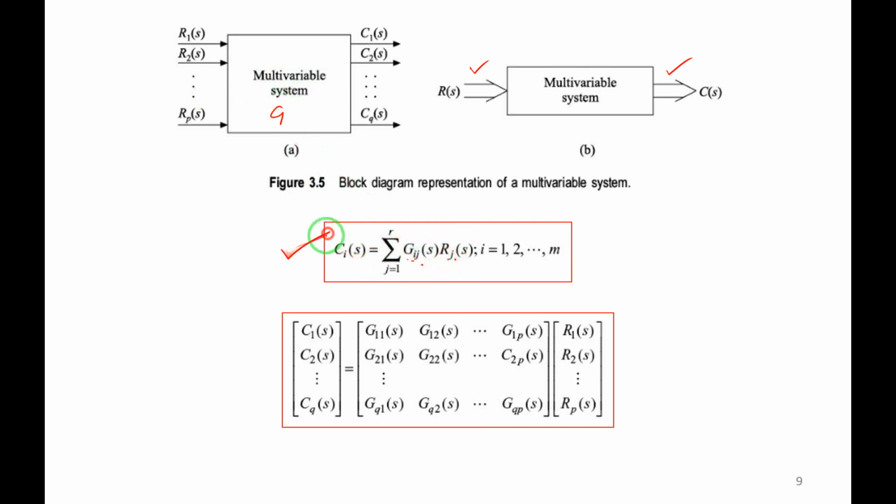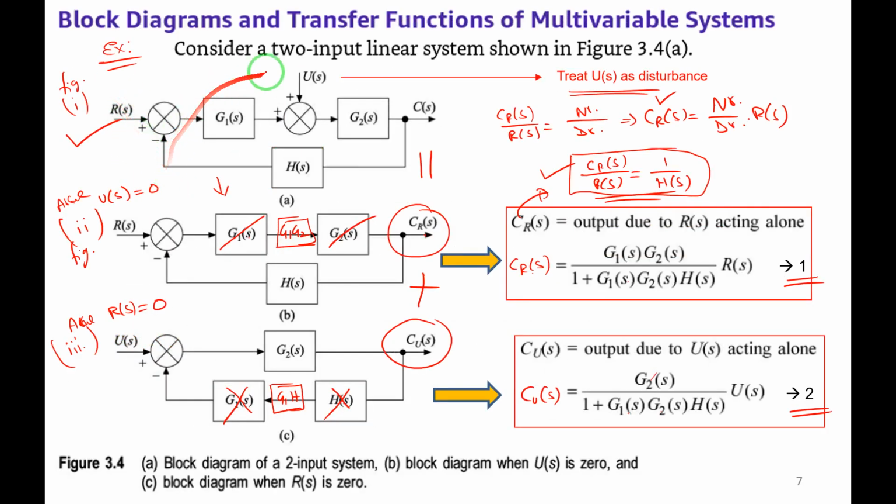In terms of summation I can write it, or else I can write it in vector matrix form. We will not worry much about this because we will not be studying multivariable systems. We will concentrate only on single input, single output systems. At the max, we have seen the analysis here with a two input linear system, not more than two. We know how to handle such a situation using the principle of superposition.